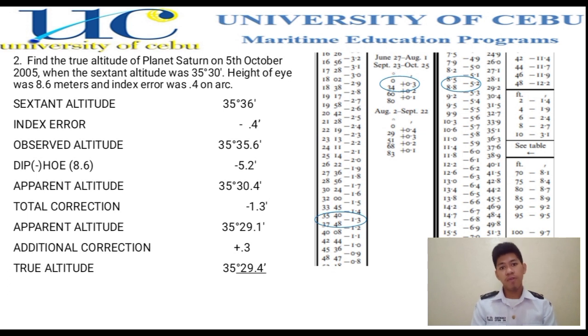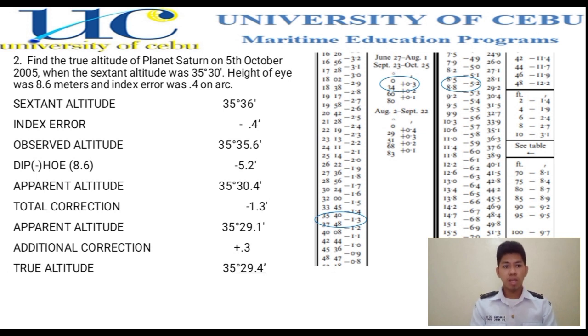So, for the dip or height of eye, let's go to the nautical almanac. Let's go to the dip table. We have to find 8.6. It lies between 8.5 to 8.8 with a dip of 5.2 minutes. So let's subtract it to get the apparent altitude, which is 35 degrees 30.4 minutes.